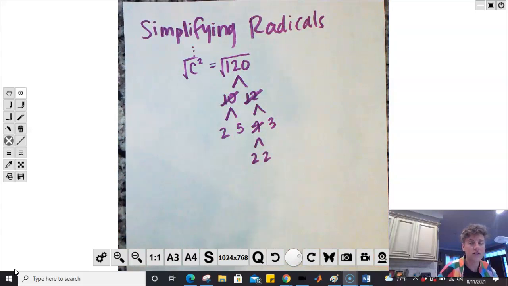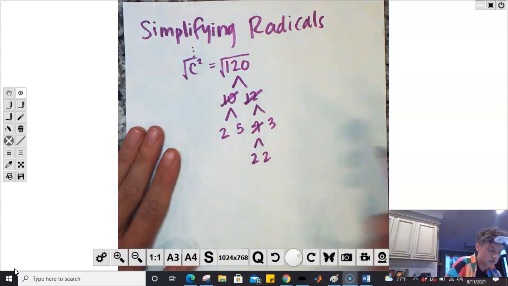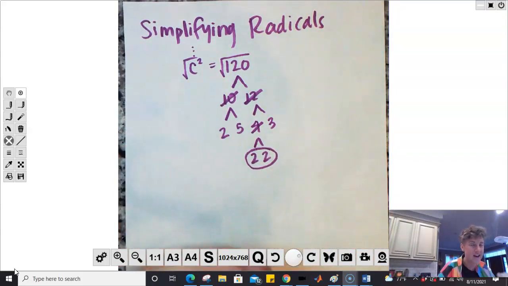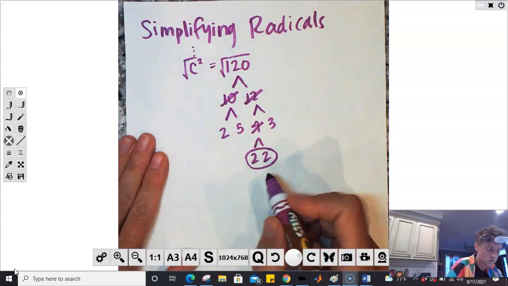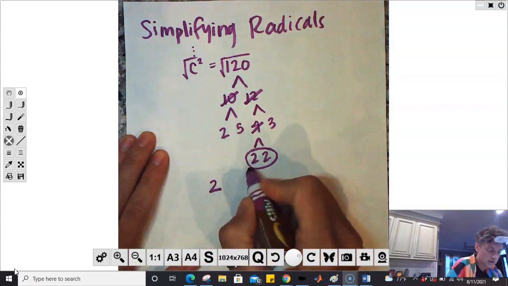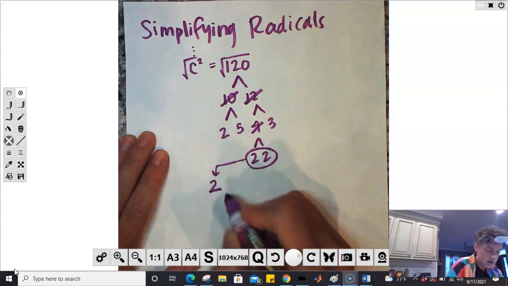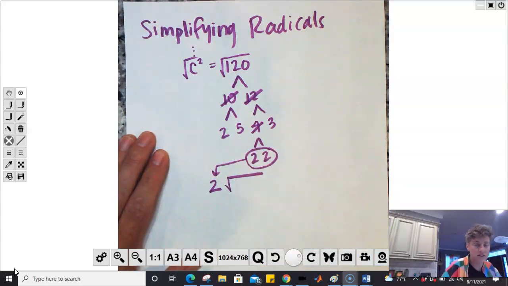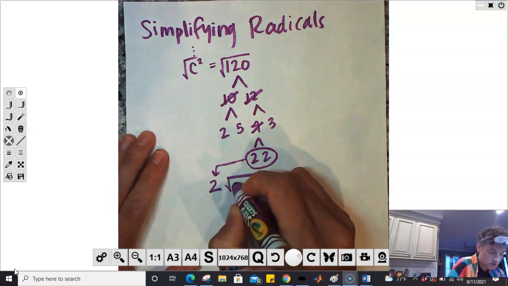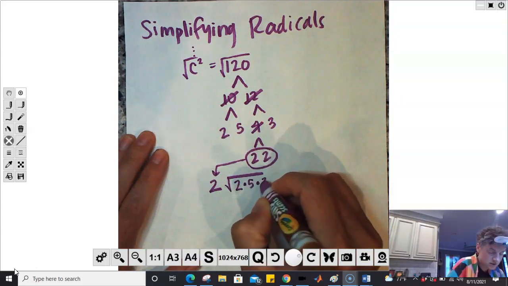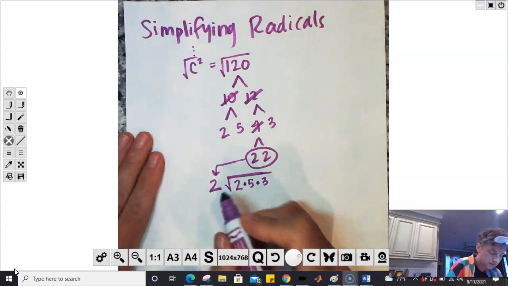All right, we are looking for pairs, not triples. We're looking for pairs. So these 2's are a pair. When you have a pair, you come outside of the radical as 1. So we've got a 2 on the outside from these. And the rest of these do not have pairs, so they're going to be stuck inside the radical. So we'll have 2 times 5 times 3. All of those will be inside the radical.